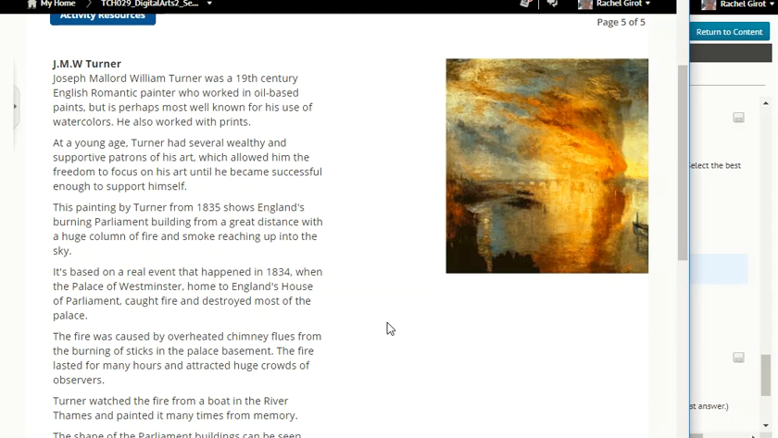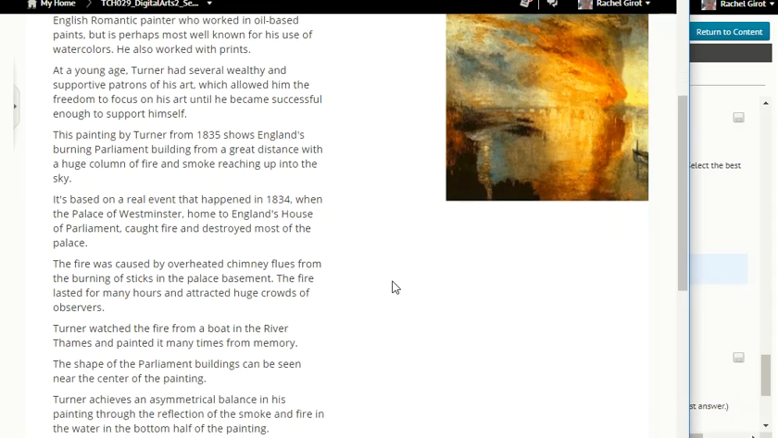This painting by Turner from 1835 shows England's burning Parliament building from a great distance with a huge column of fire and smoke reaching up into the sky. It's based on a real event that happened in 1834 when the Palace of Westminster, home to England's House of Parliament, caught fire and destroyed most of the palace. The fire was caused by overheated chimney flues from the burning of sticks in the palace basement. The fire lasted for many hours and attracted huge crowds of observers. Turner watched the fire from a boat in the River Thames and painted it many times from memory.